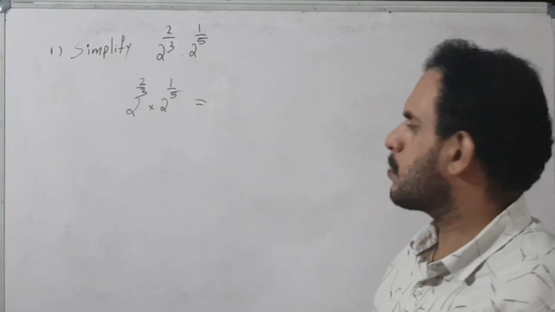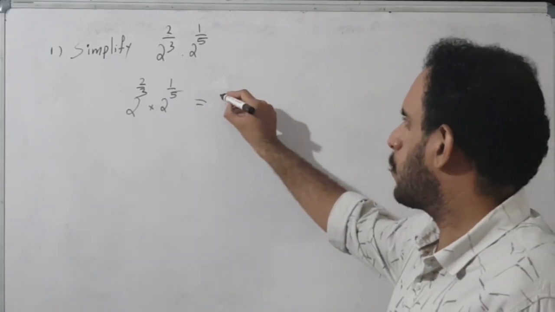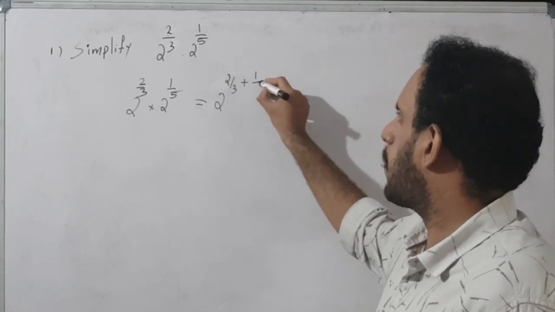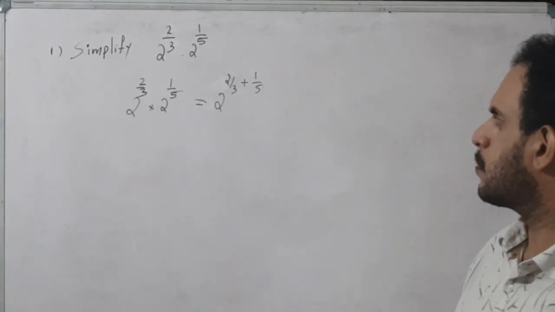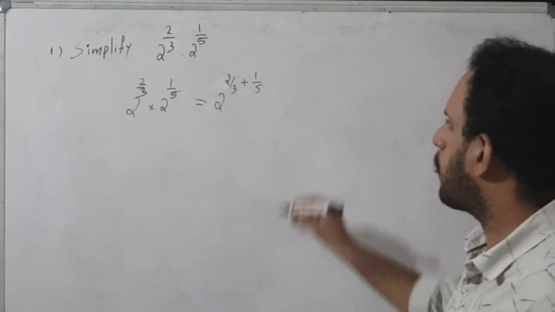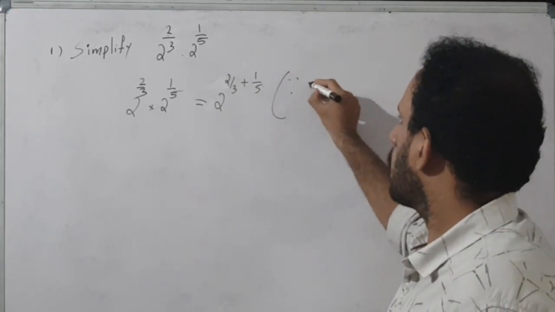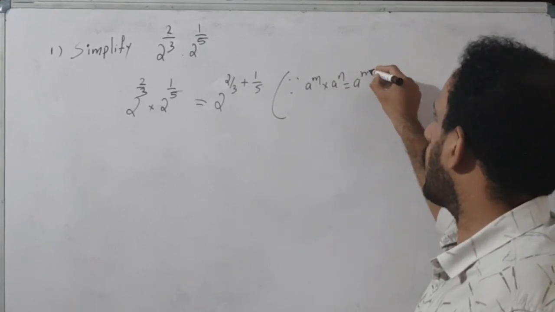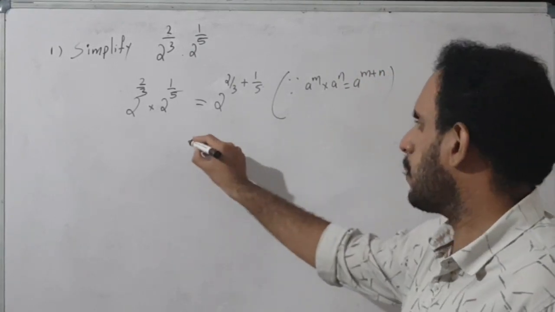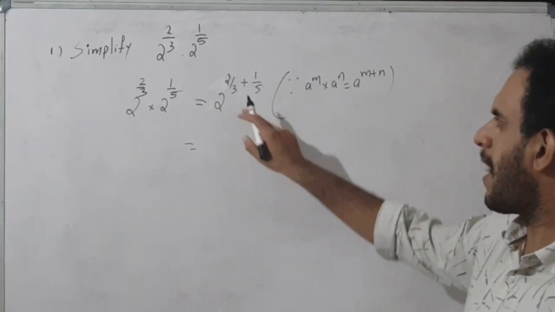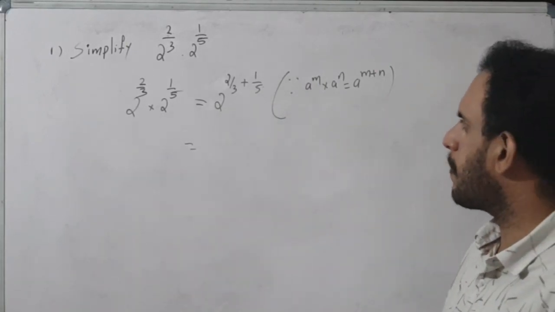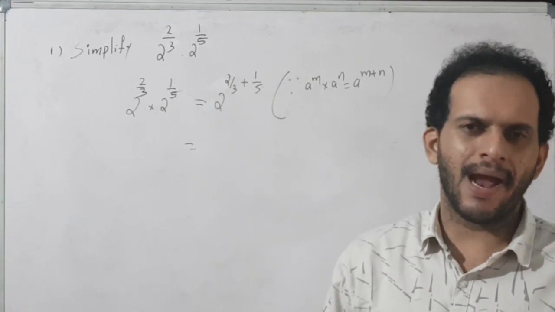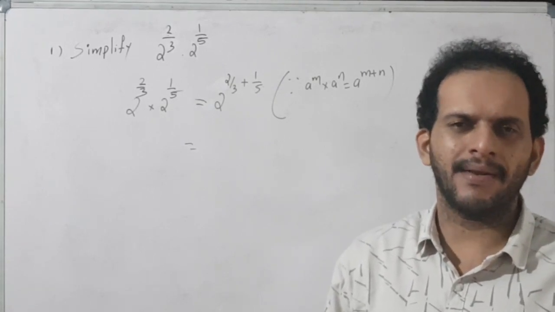We did the same type of question last year also. That is 2 raised to 2 by 3 plus 1 by 5. What is the law? Since a raised to m into a raised to n is equal to a raised to m plus n, here we want to add these two, 2 by 3 plus 1 by 5. But we know that it is not possible to add because the denominators are different.